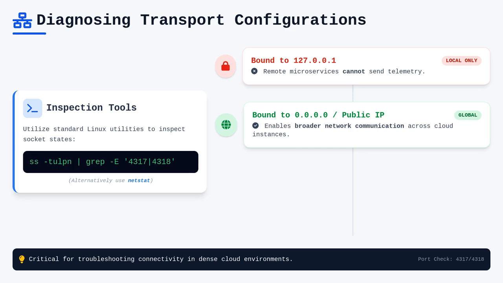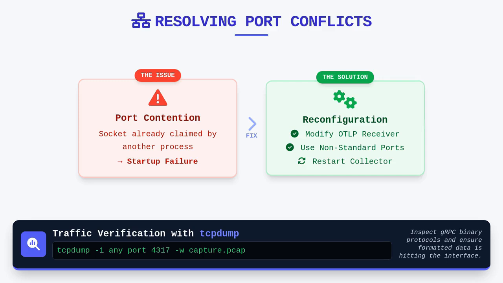In scenarios where default port conflicts arise, such as when running multiple collector instances on a single dense compute node, we must modify the pipeline configuration. Default port contention signifies that another process has already claimed the socket, leading to immediate service startup failures. Rather than disabling security measures, we can adjust the OTLP receiver settings in the collector configuration file to utilize non-standard ports. After updating these configuration attributes, ensuring the collector restarts properly is non-negotiable.